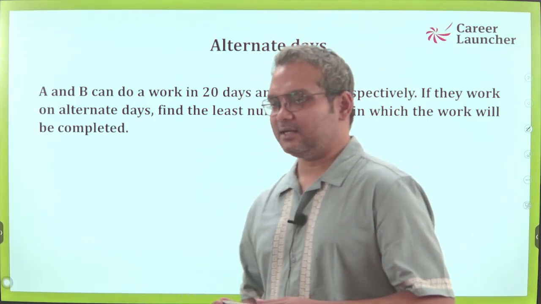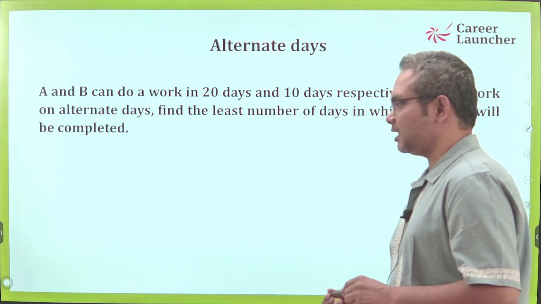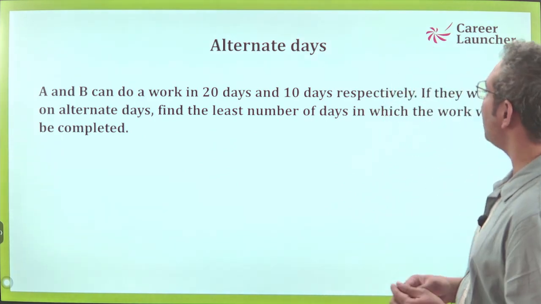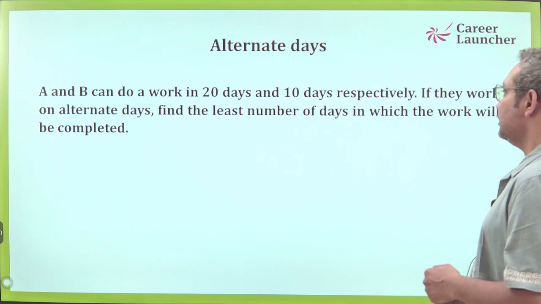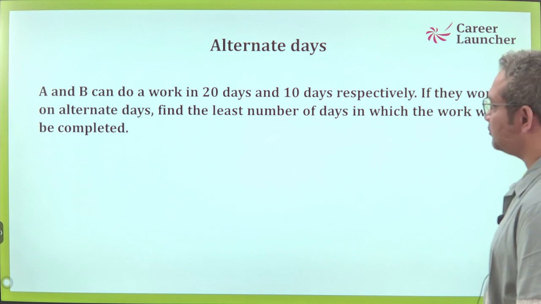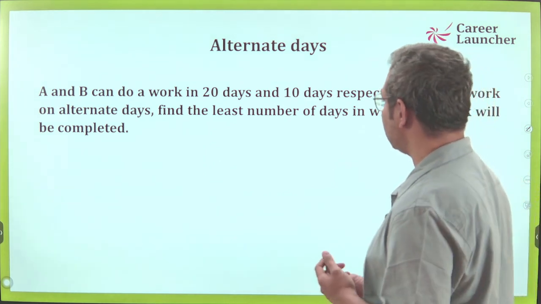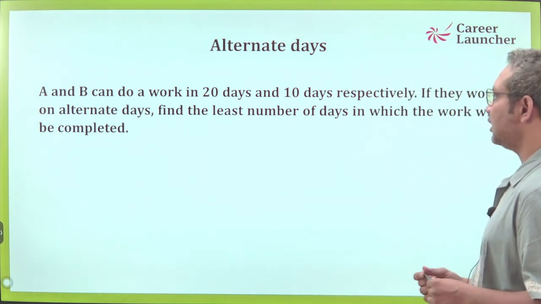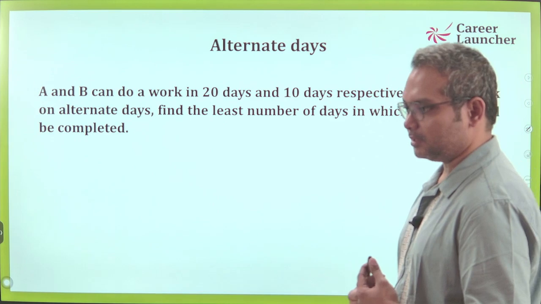Today we will look at a slightly different version of time and work question where people are working on alternate days. Okay. So it says A and B can do the work in 20 and 10 days respectively. They work on alternate days. It's not mentioned who comes to work on the first day and who comes to work on the next. But you have to figure out the least number of days in which it can be completed.